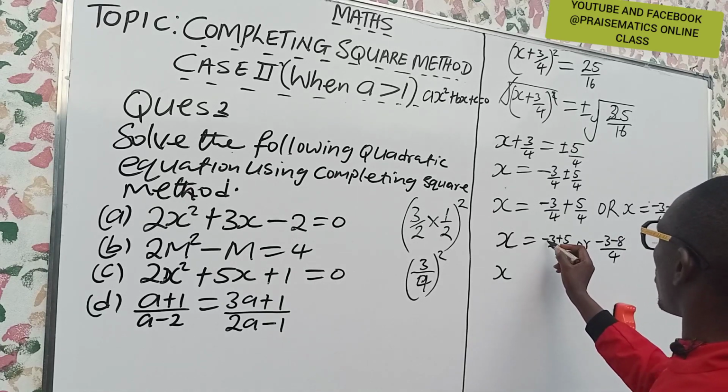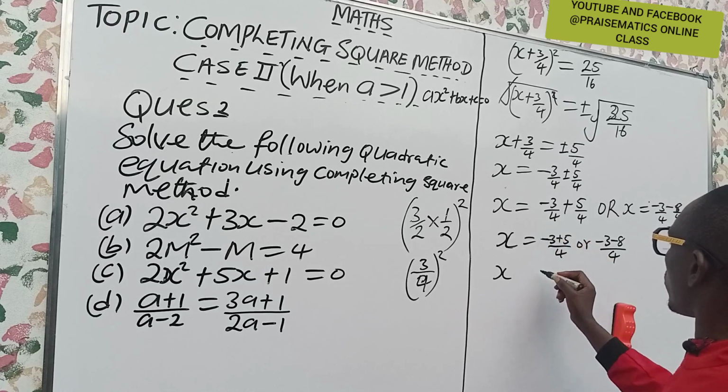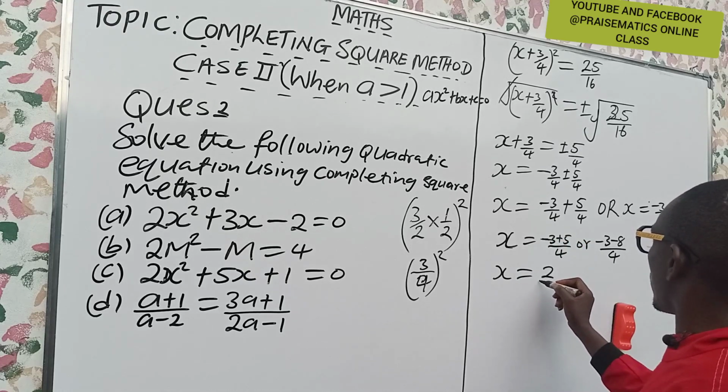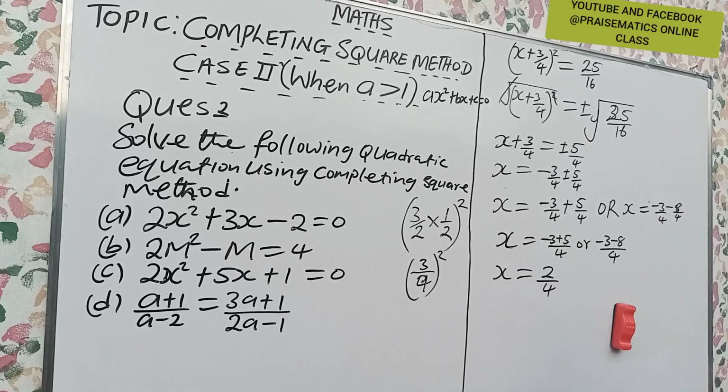x is equal to, you owe somebody 3 naira and you have 5 naira. When you pay the person, remainder what? 2 naira, 2 over 4.